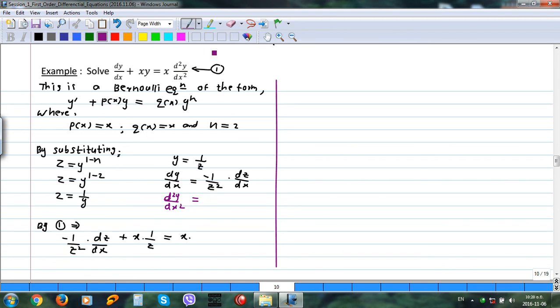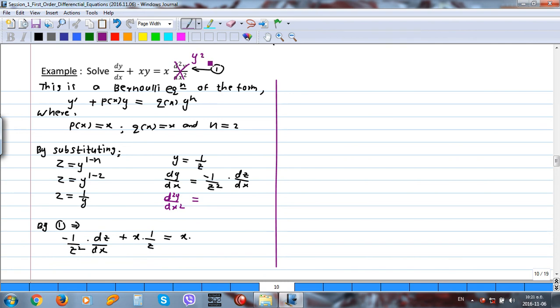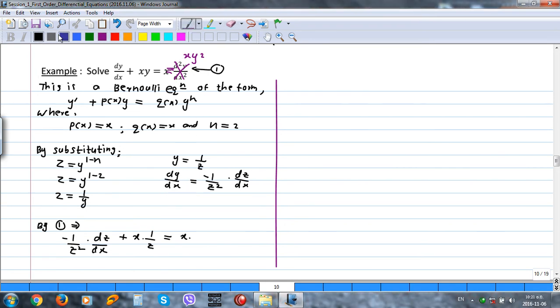This is wrong, so we have to correct this. Y to the power n is here, so this equation is wrong. Here you have to write y to the power 2, right? X y to the power 2, that is the equation. Then y to the power 2 means, since y is 1 over z, 1 over z to the power 2. You have to correct this as x y to the power 2, then it's okay.